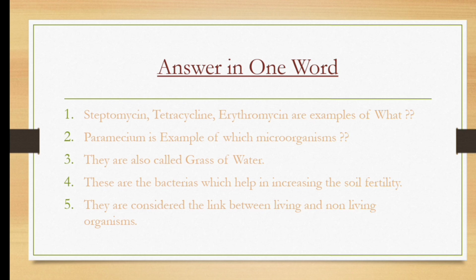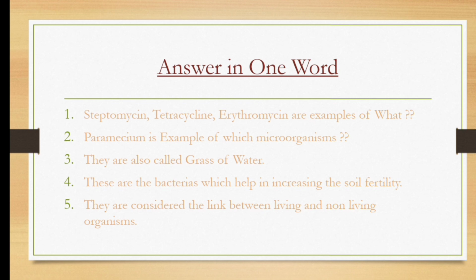They are called grass of water. What is called grass of water? They are algae. Algae are called grass of water. This I discussed in the topic types of microorganisms, in which we studied about algae, which are also called grass of water. Fourth is they are the bacteria which help in increasing the soil fertility. This I discussed in useful friendly microorganisms. So the bacteria are Rhizobium, Azotobacter, and others.